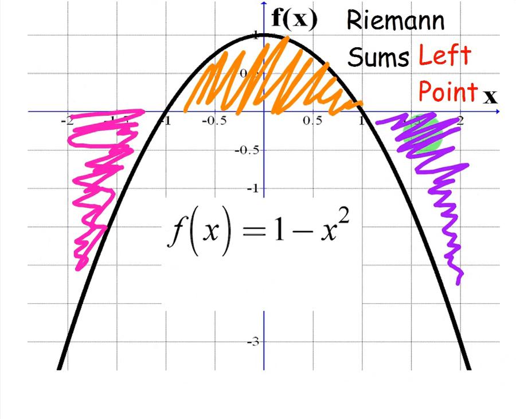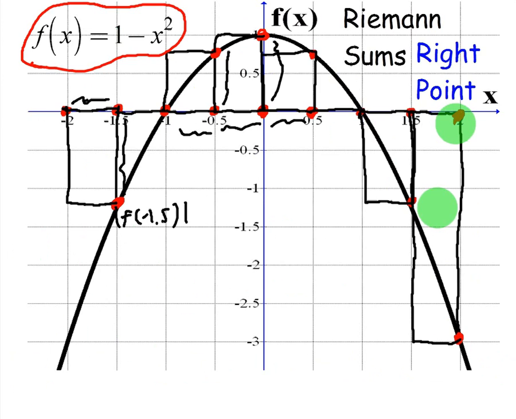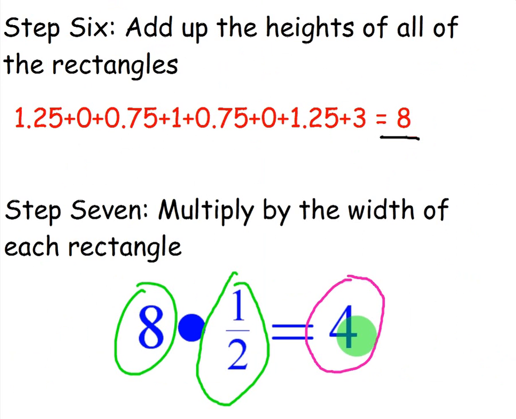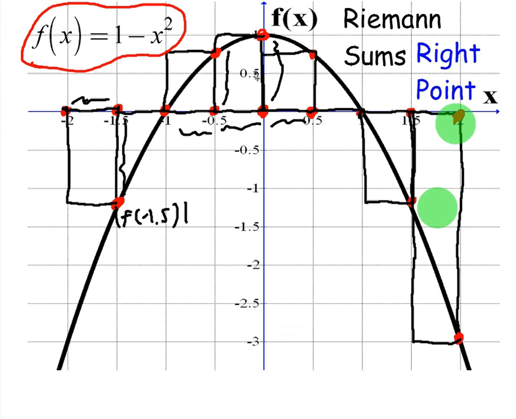So that's it for right point. You can see it's very similar to left point, except you ignore the leftmost point and you use all the ones after it. If you have any other questions about right point Riemann sums, let me know.